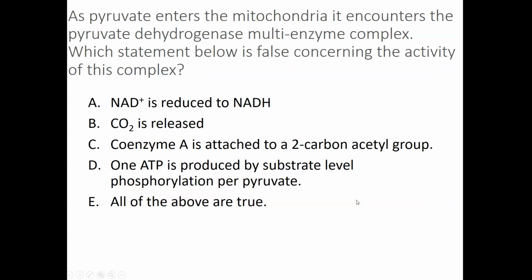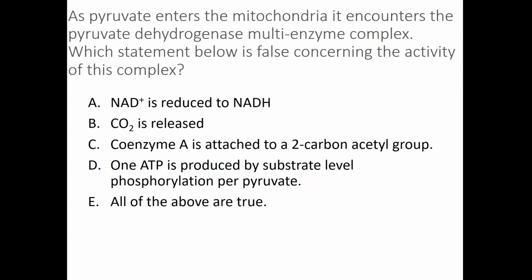All right, so take a minute and answer the following question. As pyruvate enters the mitochondrial matrix, it encounters the pyruvate dehydrogenase multi-enzyme complex. Which statement below is false concerning the activity of this complex? A, NAD+ is reduced to NADH. B, CO2 is released. C, coenzyme A is attached to a 2-carbon acetyl group. D, 1 ATP is produced by substrate level phosphorylation per pyruvate. Or E, all of the above are true. So take a minute and go ahead and answer that on the Edpuzzle.